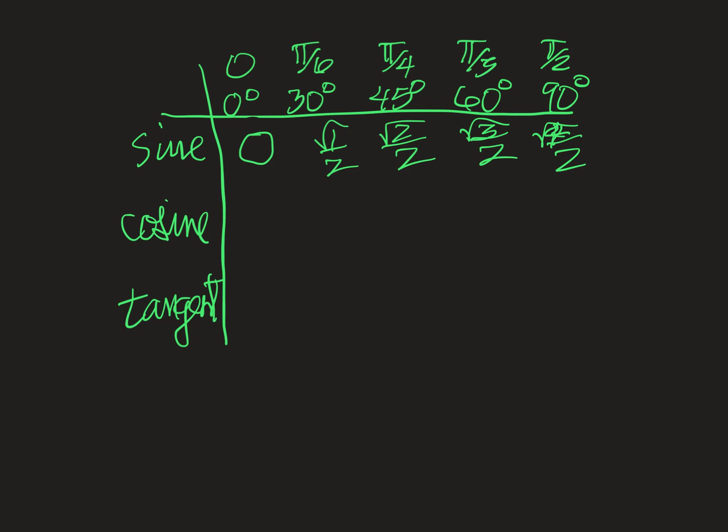The square root of 1 over 2 is just 1 over 2. That's 1/2. Square root of 2 over 2 is simplified. Square root of 3 over 2 is simplified. But square root of 4 is 2, so this is 2 over 2, or just 1. So now I have created this table.